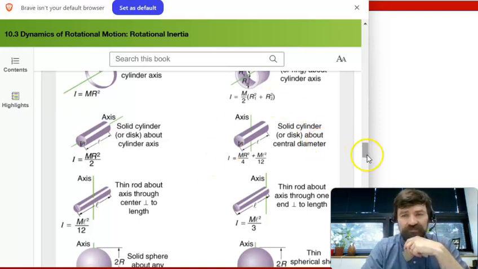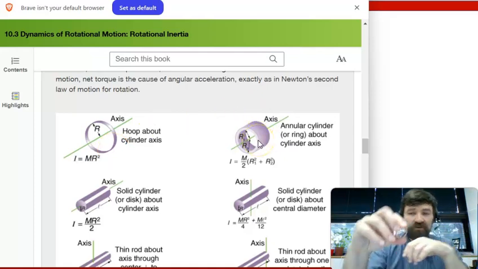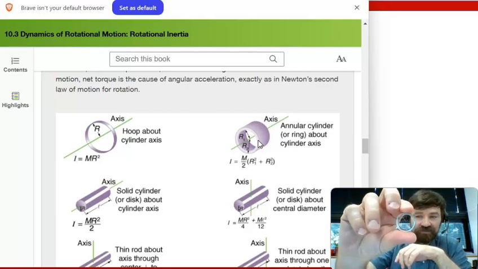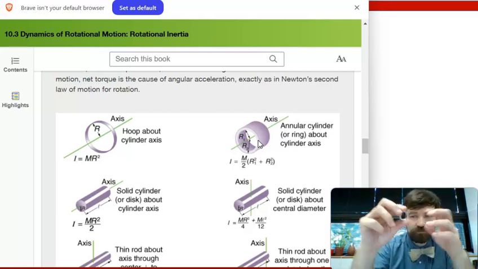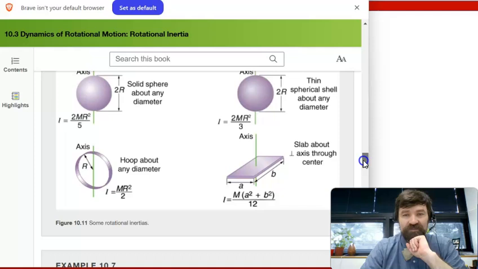Okay, you have a thin ring or cylinder that's hollow. You have an annular cylinder or ring. That's something where it's partially hollowed out, but there's some thickness to the sides, like this literal ring. Then you have the slab.